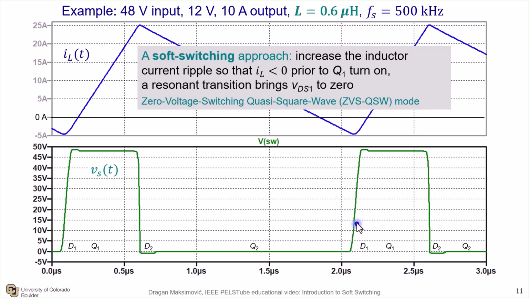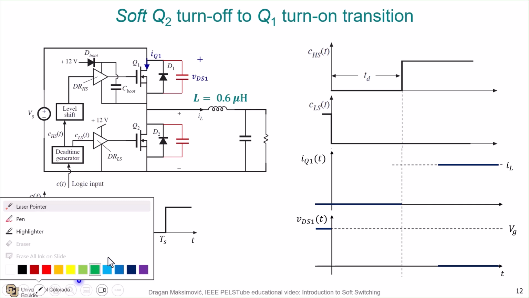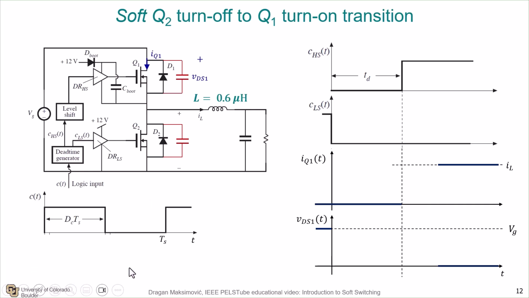to produce what is called a resonant transition, to charge up the voltage at the switching node from essentially zero to the point where the body diode of the top control FET is conducting, and do that in a resonant manner and thereby facilitate zero voltage switching of Q1 as opposed to this very lossy non-ZVS switching of Q1 that we had in a hard switching converter. This particular mode of operation is called zero voltage switching quasi-square wave mode of operation. Let's look at the details of that critical transition now in this soft Q2 turn off to Q1 turn on.